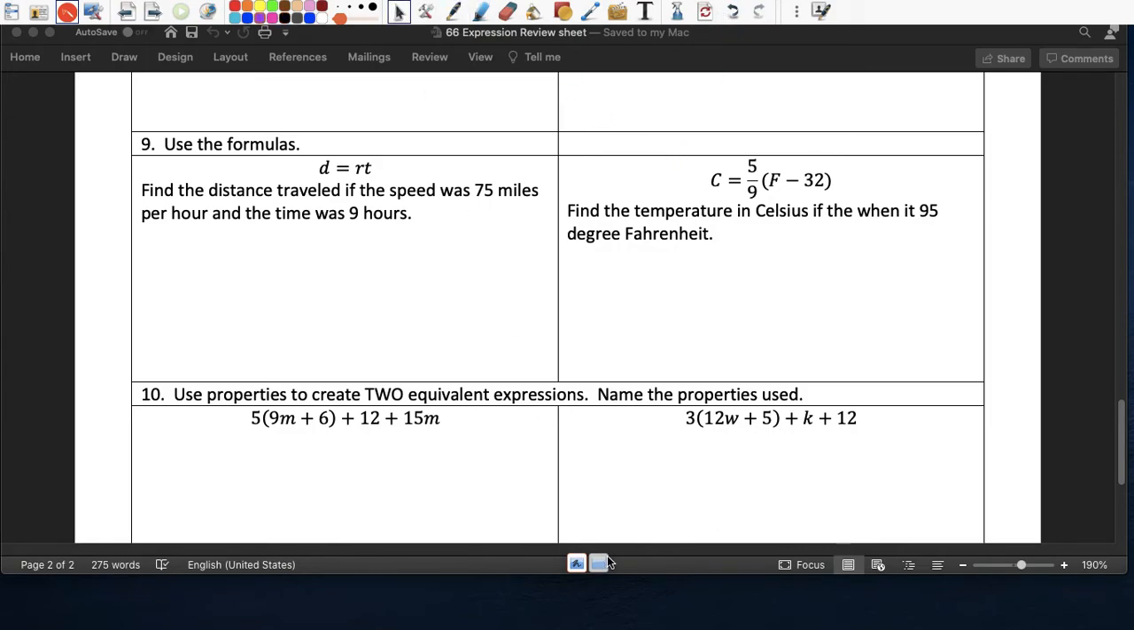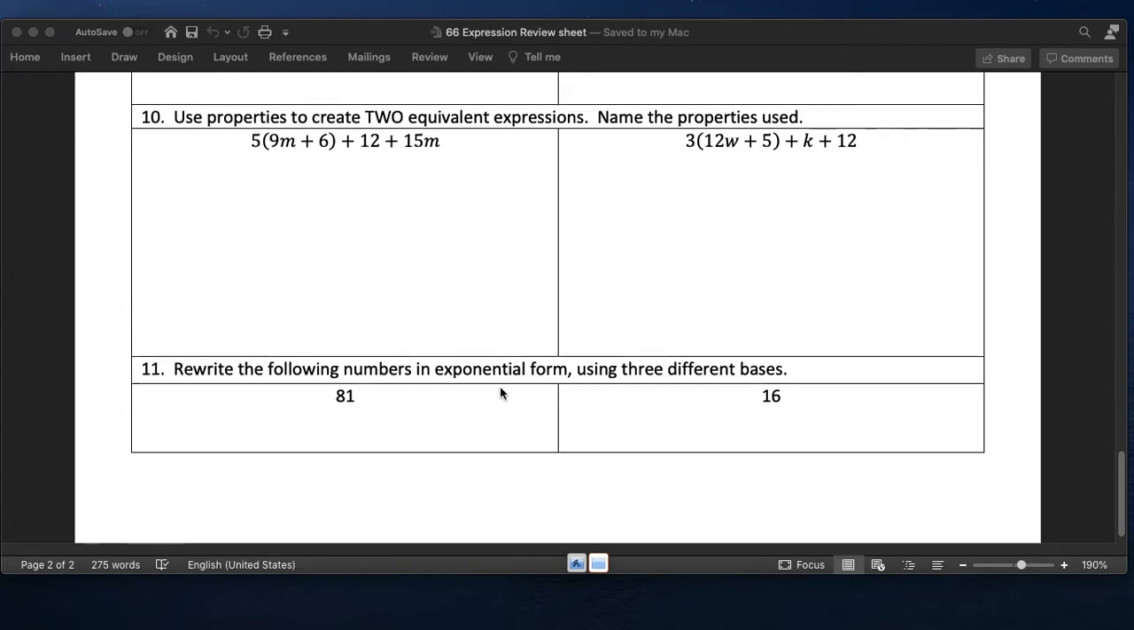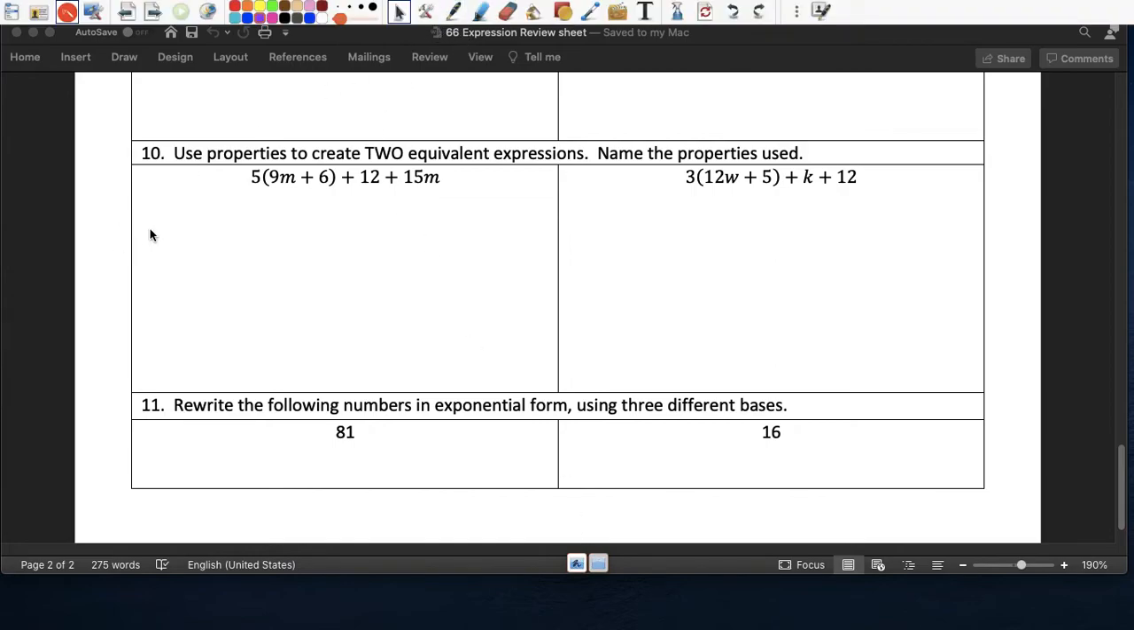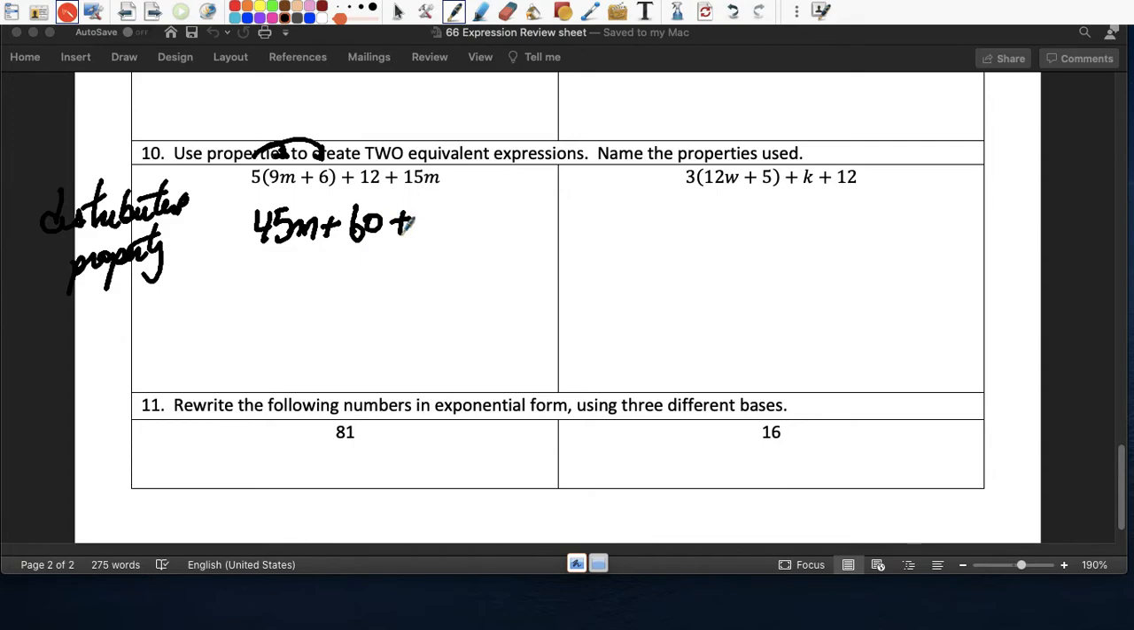So here, we're going to talk about the properties, right? So what properties are we going to use first? So number 1, we're going to use, and I'm going to write here, distributive property. And the distributive property, I'm going to do what I do with the food. So 5 times 9 is 45m. And 5 times 6 is going to be 30. And then plus 12 plus 15m.